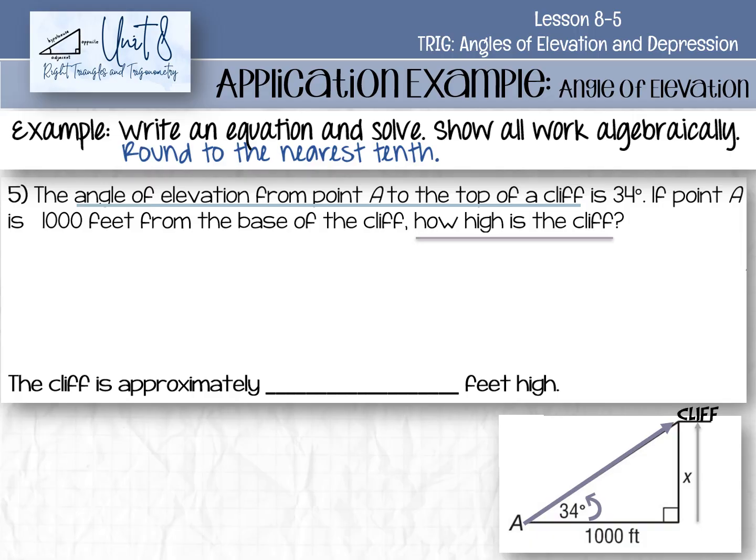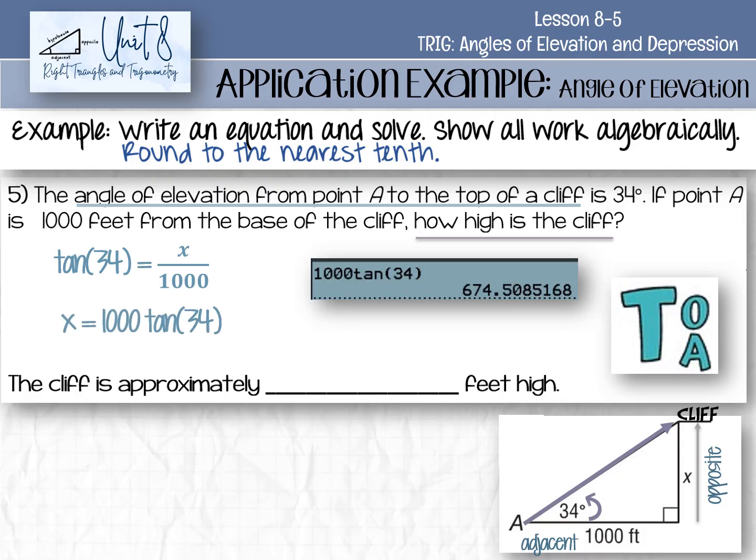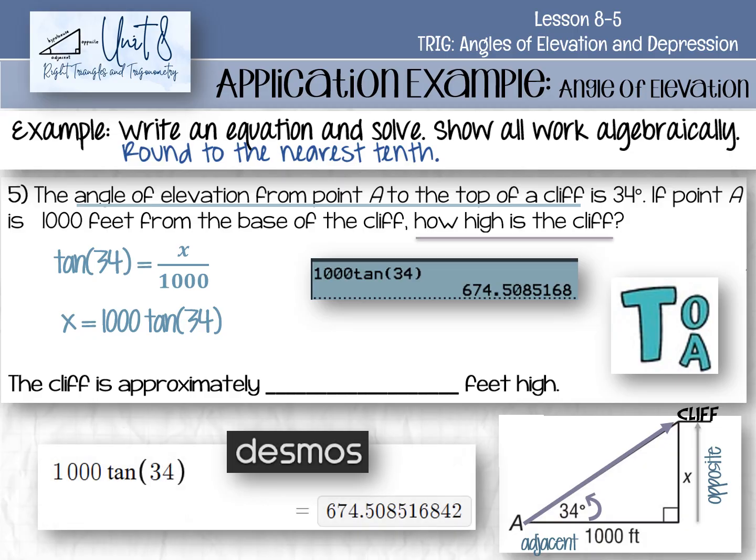With respect to the 34-degree angle, what we're looking for is the side that's opposite that angle, and this is adjacent. Opposite and adjacent is tangent. Tangent of 34 degrees is x over 1,000. Multiply both sides by 1,000. Put it in the calculator or put it in Desmos. The answer is 674.5 feet high. That is the approximate height of the cliff.